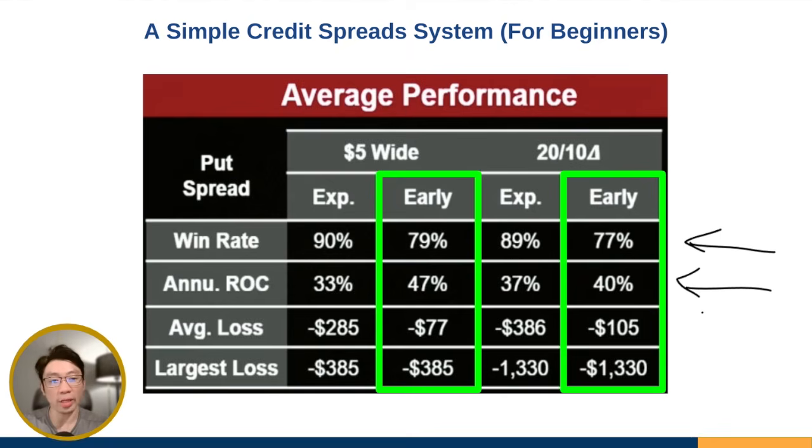So if you take a look at the average loss down here, you'll notice that if you were to manage at 21 DTE, your average loss over time is going to be significantly lower than if you were to hold to expiration. That is why over the long term, your returns are higher when you manage at 21 DTE.